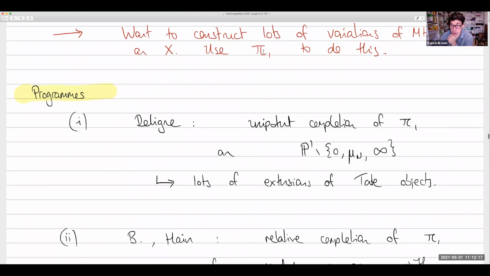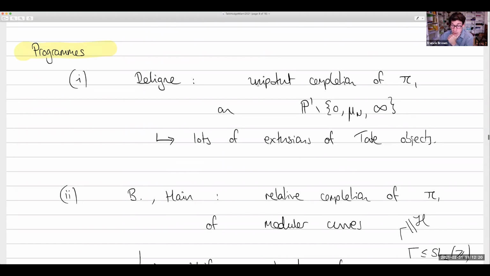So we'll consider different notions of fundamental group, and the first of which is the unipotent completion. So this is part of Deligne's program to study unipotent completion of fundamental groups on quite specific spaces, namely P1 minus 0, nth roots of unity, and infinity. And of course, there's his very famous paper in which he first considered P1 minus 0, 1, and infinity, and more recent work in which he considered roots of unity, which are very interesting. So out of this, you can construct lots of extensions of Tate objects and much more, lots of iterated extensions.